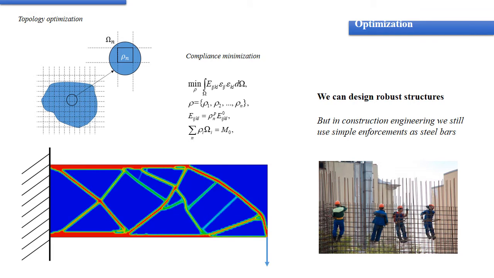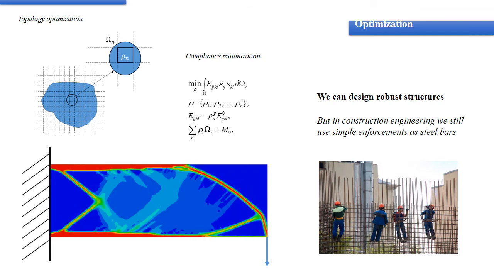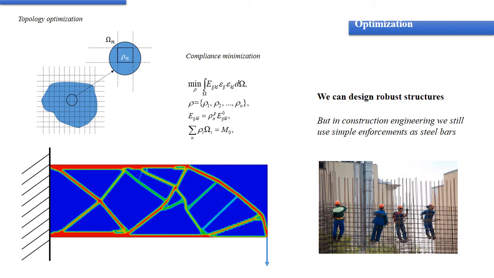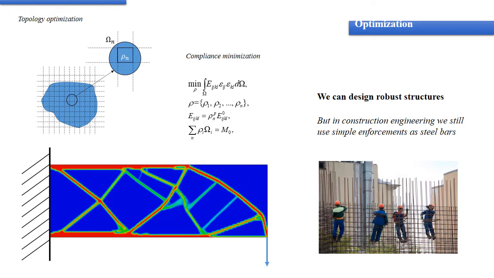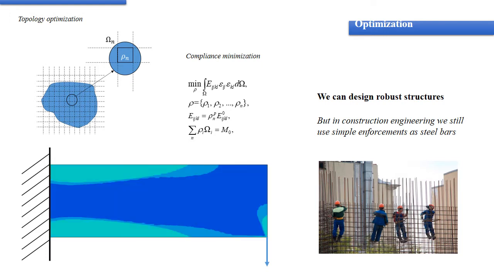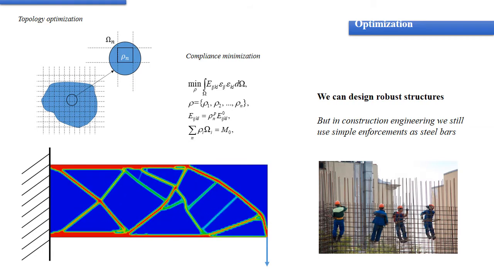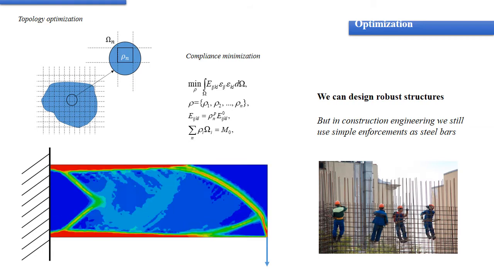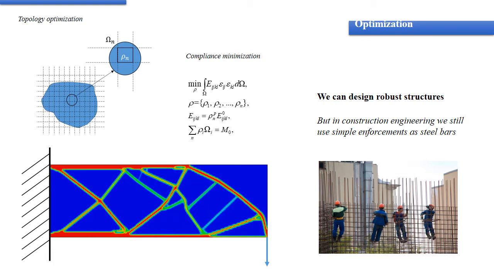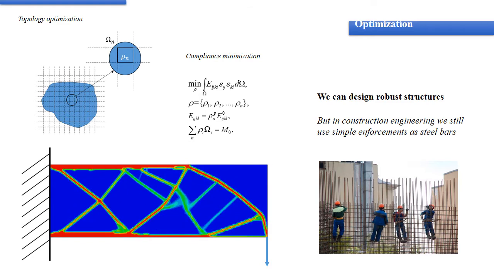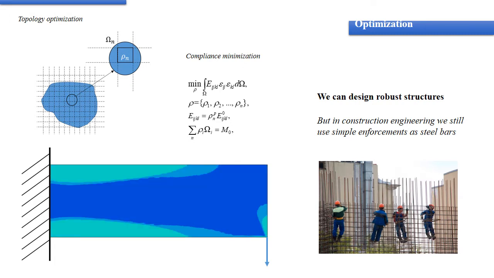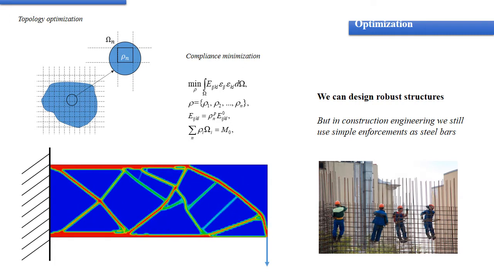For example, here is the minimum of compliance, which means that we are going to have maximum stiffness, with a restriction on mass, so we cannot spend 100% of the material. We need to use only, for example, 30% of the initial material, or 50%. And it's a pretty well-known, well-developed tool for the design of structures.